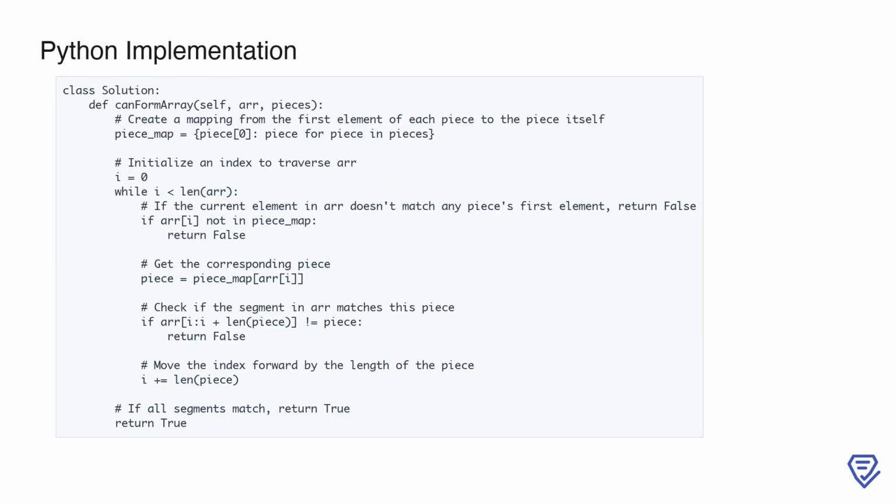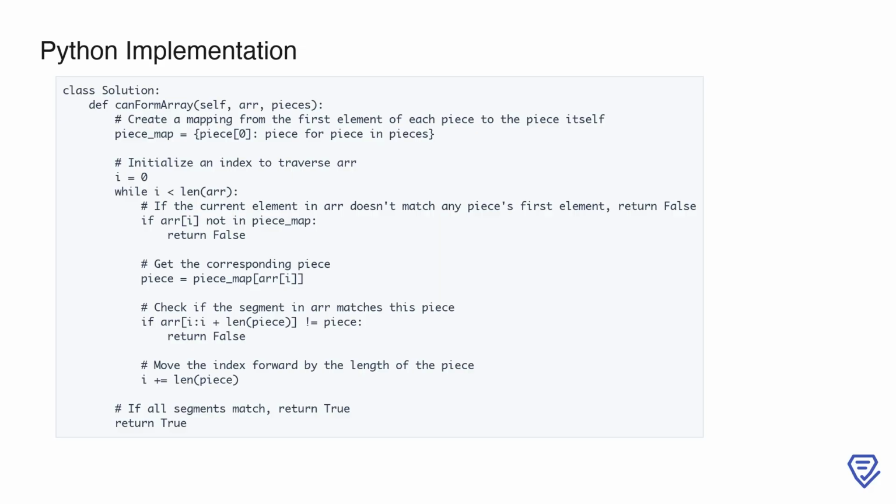This Python solution solves LeetCode problem number 1640, Check Array Formation Through Concatenation. The goal is to determine if the array ARR can be formed by concatenating subarrays from the pieces list in any order, while preserving the order within each subarray. The function canFormArray starts by creating a dictionary, piece_map, that maps the first element of each subarray in pieces to the subarray itself. This allows for quick lookups based on the first element of any piece.